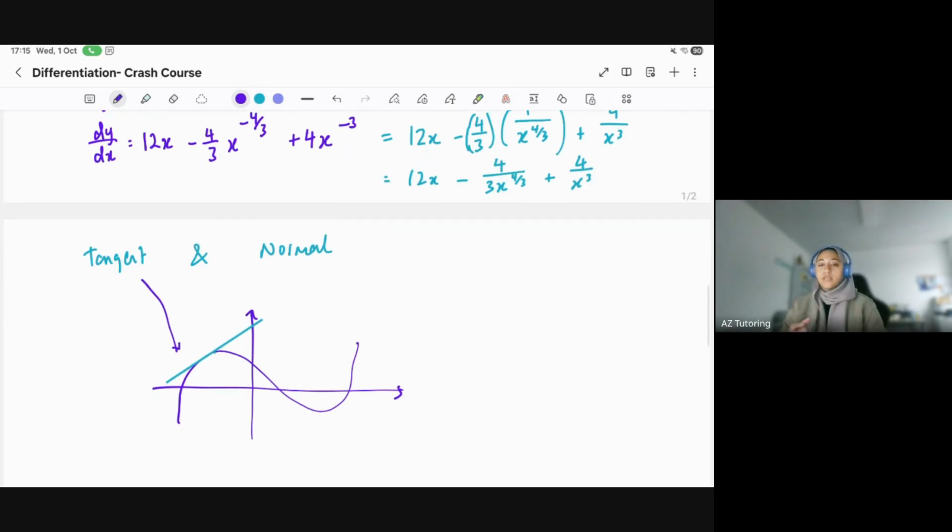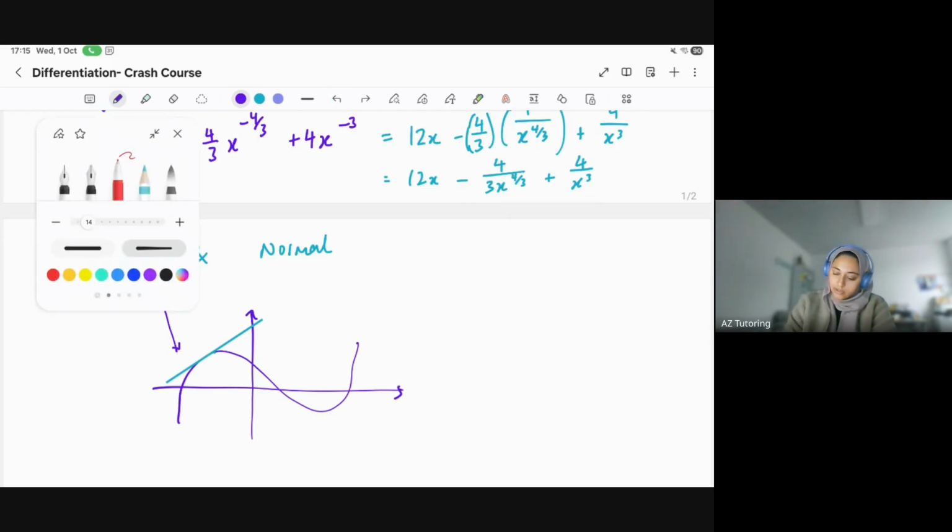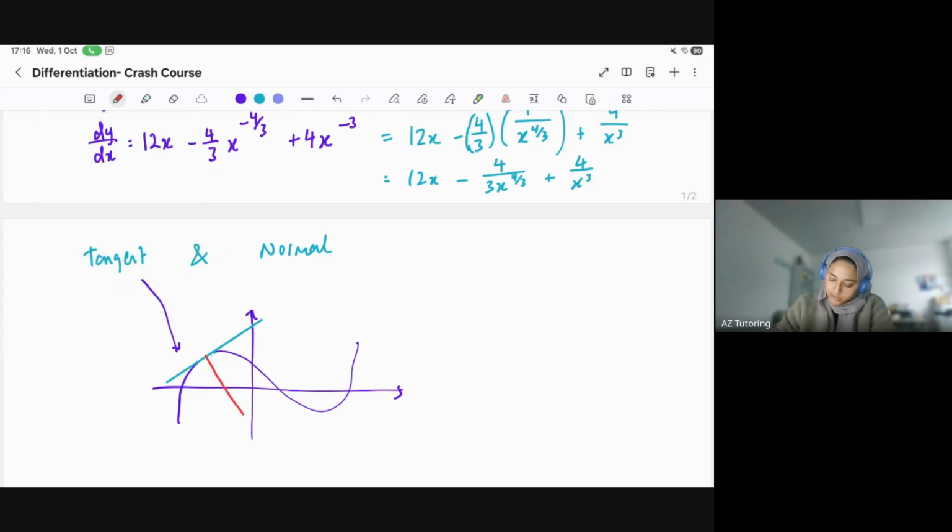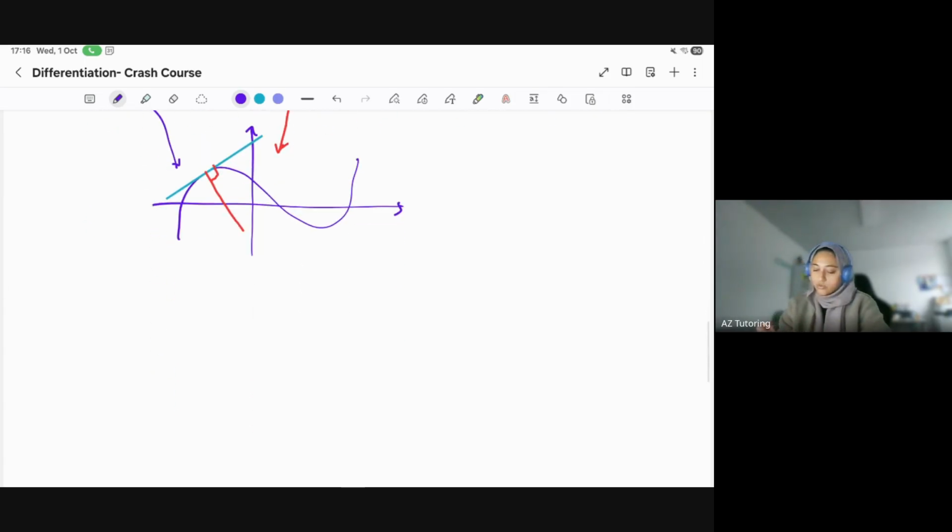The normal meets the tangent at 90 degrees, so it's perpendicular. So the normal of that would be, I'll do it in a different color so you can see it better. The normal to this tangent would be at 90 degrees. So remember, with the gradient, it would become the negative reciprocal. So that's the normal, so that's in red. So it's quite common for them to ask these kind of questions. So let's do an example question.